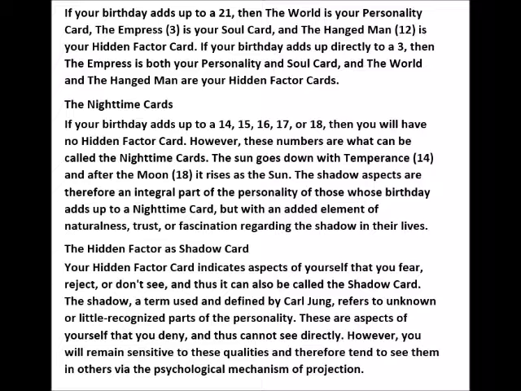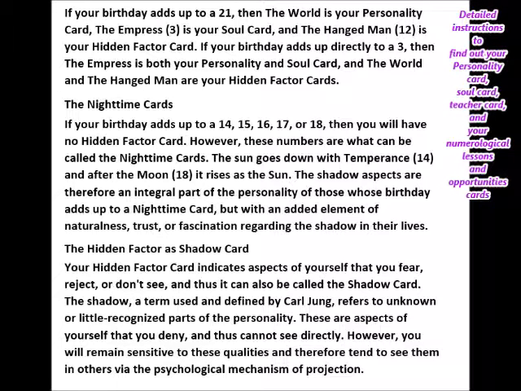If your birthday adds up to a 21, then the World is your personality card, the Empress, 3, is your soul card, and the Hanged Man, 12, is your hidden factor card.